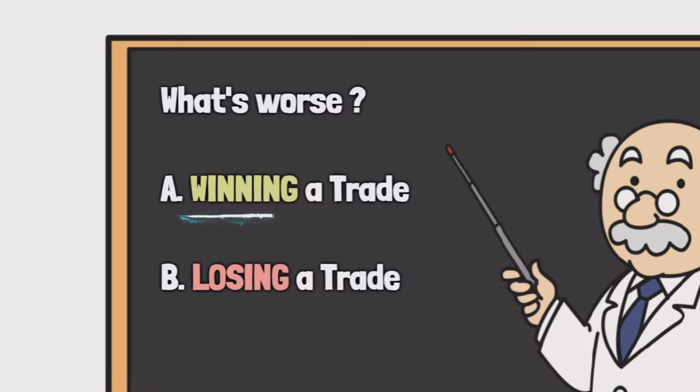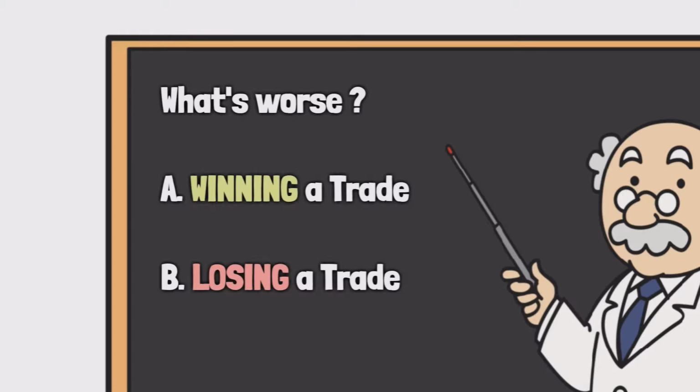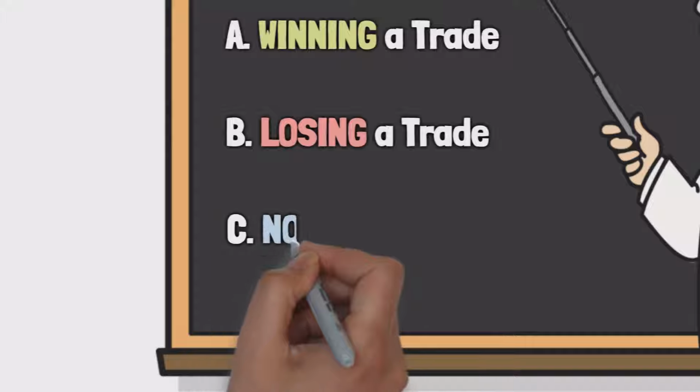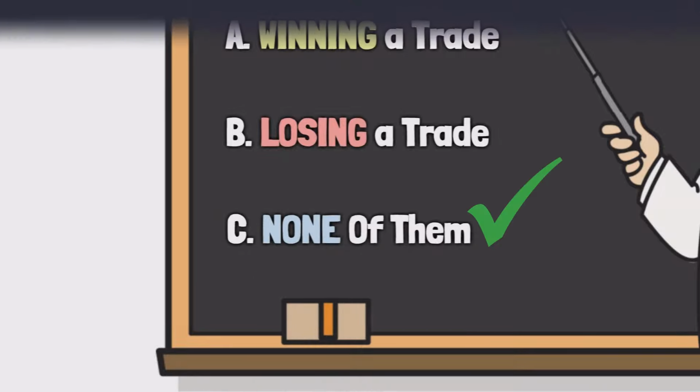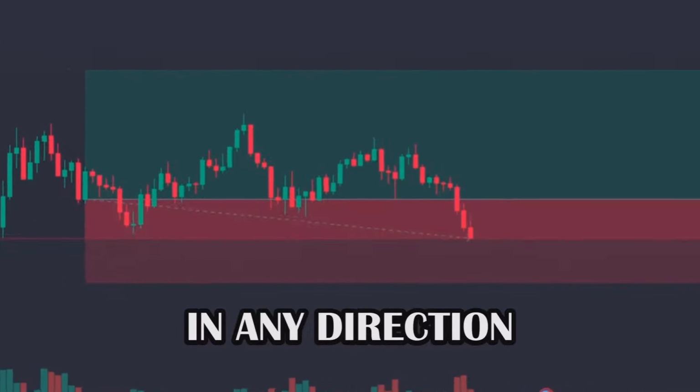If your answer is winning, I'm sorry, but you are wrong. If your answer is losing, unfortunately, you are also wrong. And please wait, don't be mad at me. I'm not kidding with you, and I'm going to reveal the right answer. The worst thing that can happen in a trade is not that it becomes a loser or a winner, but if it becomes none of those things. That is, if the price does not move in any direction.